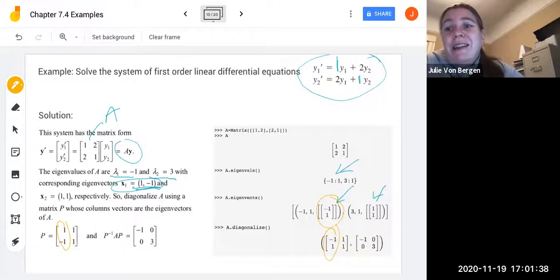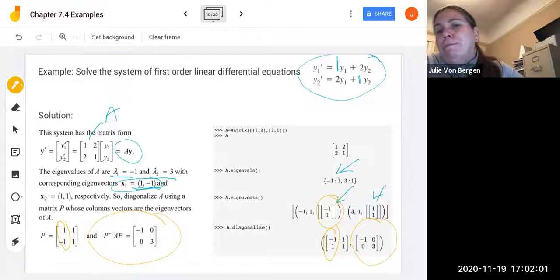But in the end, it doesn't matter because when you diagonalize and multiply P inverse AP, we get the same matrix, -1, 0, and 0, 3. So remember, you can use the scalar multiples of the eigenvectors. And so that's why when we do the diagonalization in SymPy, we don't necessarily get what we get if we do it by hand because of the scalar multiple option there with the eigenvectors.